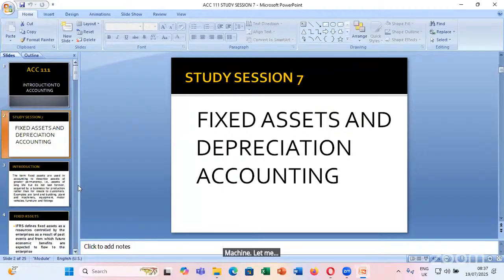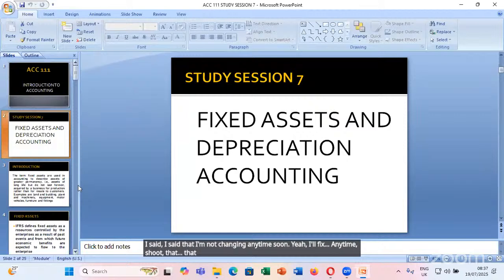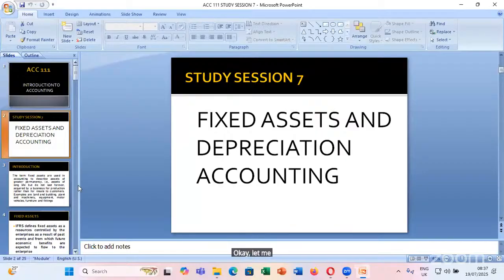Okay, let's listen to Ismail Abdul. Can we listen to you? Fixed assets are assets that are not changing anytime soon, that can't change anytime soon. They are assets that are fixed permanently. Okay, though, let me come in here.